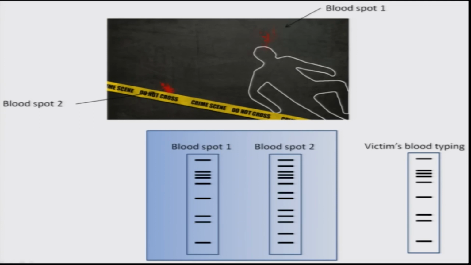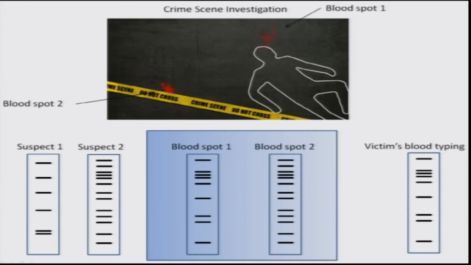But what about the other blood spot? In this case, there were 2 suspects in the vicinity, and the police suspected 2 people, but it was not sure which one of them killed this individual. So blood was taken from both these individuals and their DNA profiling was done. This is the DNA profile of the 2 suspects, and blood spot 1 is already that of the victim.